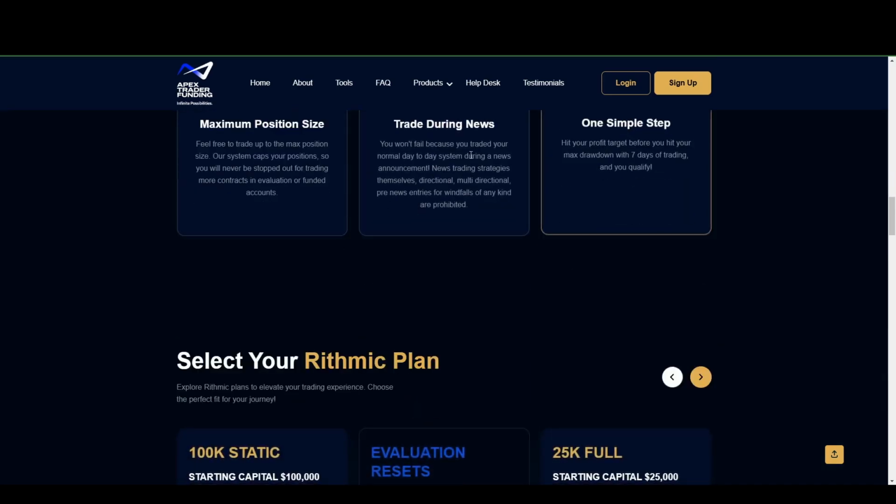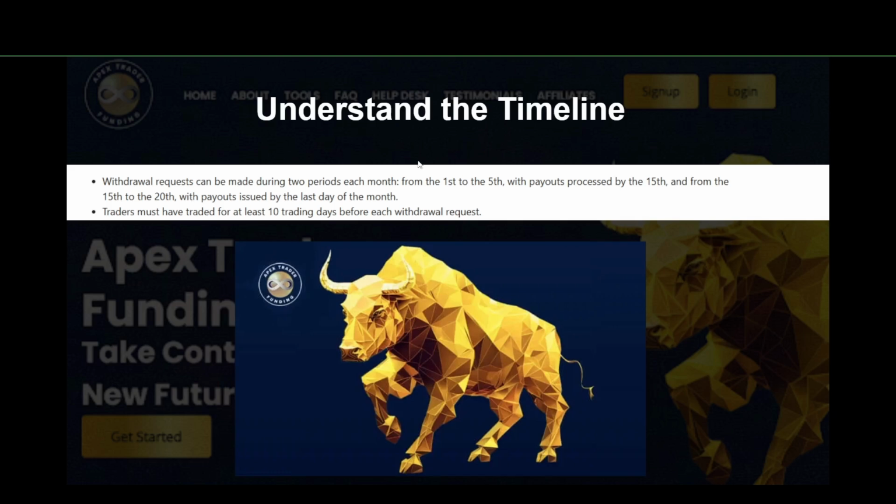You can request withdrawals twice a month from the 1st to 5th, with payouts processed by the 15th, and from the 15th to 20th, with payment issued by the end of the month. Ensure you have completed at least 10 trading days before making a withdrawal request. This is crucial for eligibility.